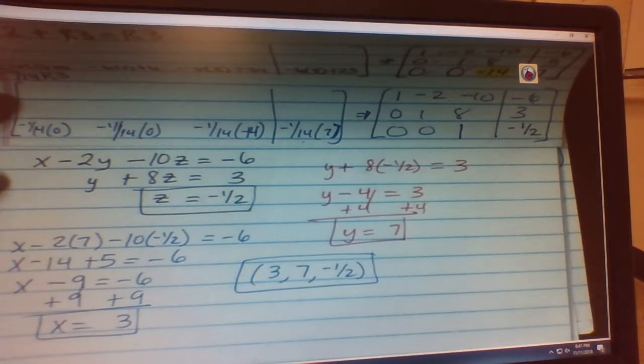That would be your final answer. The point is for you to find out who your x, y, and z are. That's the point here.